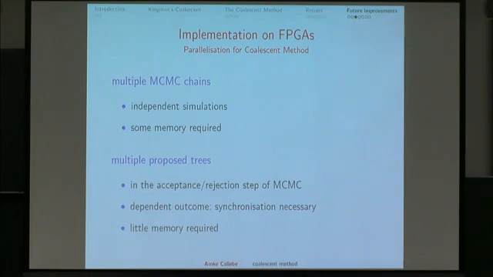The simplest way to do that is not to simulate one MCMC chain, but to simulate multiple of them in parallel. So we could have independent simulations. The drawback is that there's some memory required. We have got a Markov chain, so we only have to keep track of the present state. But that is also a little bit of a problem for the FPGAs. They are not good at storing a lot of memory.